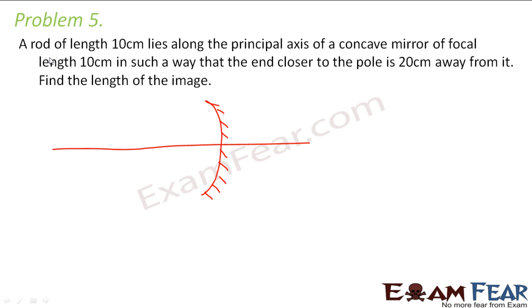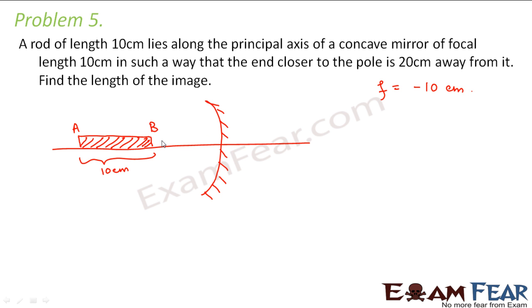Okay, so it says that there is a rod of length 10 centimeters which lies along the principal axis of a concave mirror. That means there is a rod which lies along the axis of the concave mirror. So the rod lies somewhat like this. Let us suppose AB is the length of the rod. So what does it say? It says that the length of the rod is 10 centimeters. That means this length is 10 centimeters. And the focal length of the concave mirror is again 10 centimeters. That means the focal length is minus 10 centimeters.